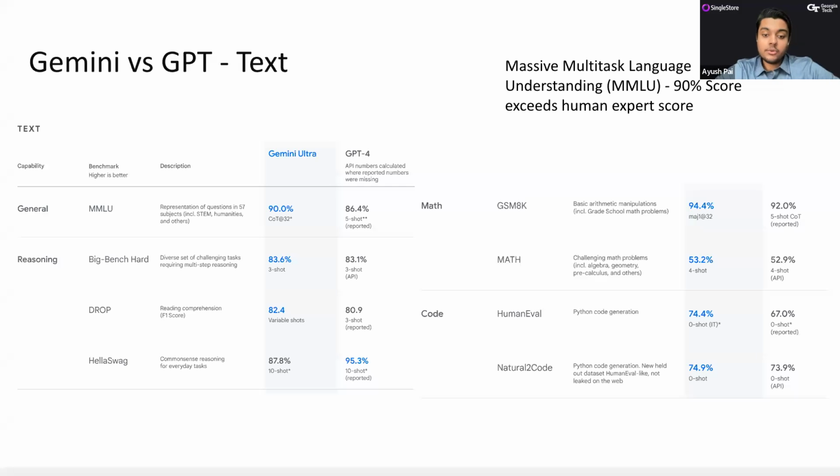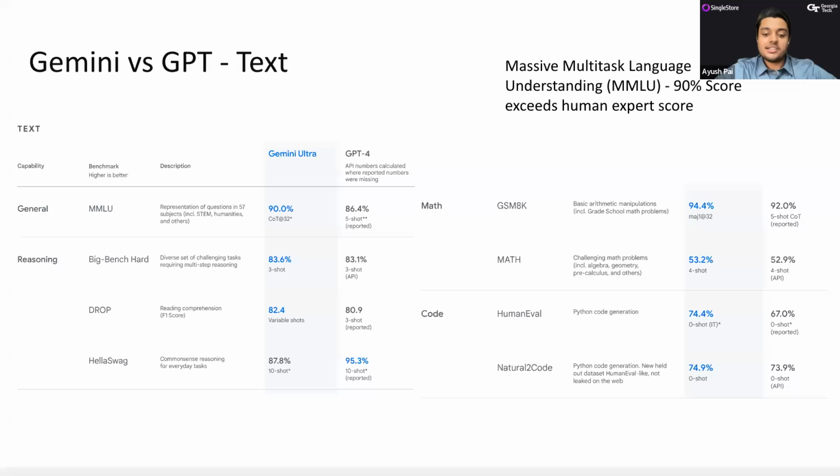Finally, in code generation, which is a really popular use of large language models, with Google, Microsoft Copilot, and a lot of coding tools coming out that utilize these models to help in code generation and code debugging, et cetera, the benchmarks are HumanEval and Natural2Code. Gemini Ultra demonstrates a really solid performance with 74.4% and 74.9%. This is compared to GPT-4's 67% and 73.9%.